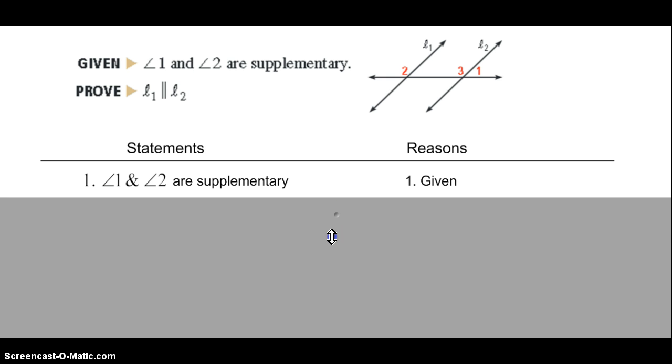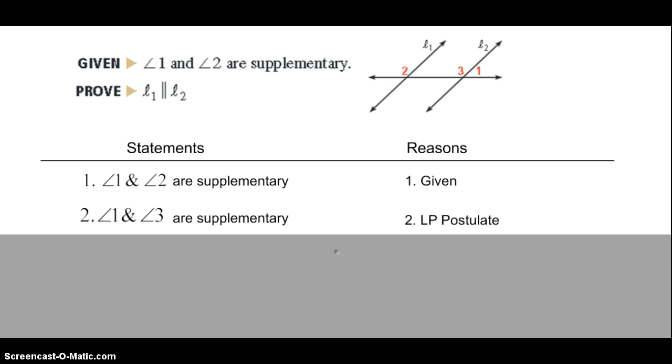So we know for our next step that angle 1 and angle 3 are supplements by the linear pair postulate. You can see that in the figure, that 1 and 3 are supplementary. And then again, we're thinking about how to prove lines parallel. And we said the only special pair that we see here would be 2 and 3.